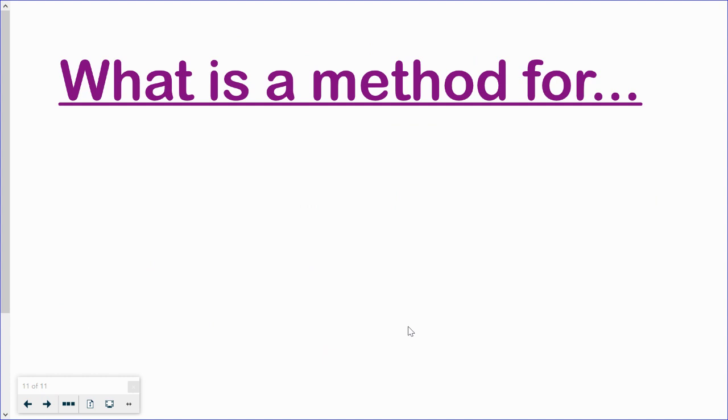The last section on your paper says, what is a method for? This is a space where you can write anything that you don't know how to do, or where it is that you get stuck. When you look at a problem, you've done all these things, where is it that you get stuck? Okay?